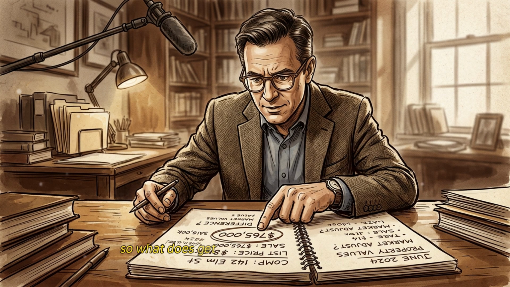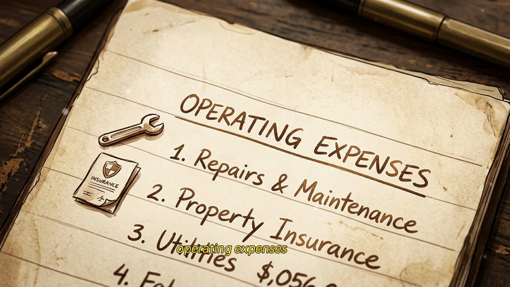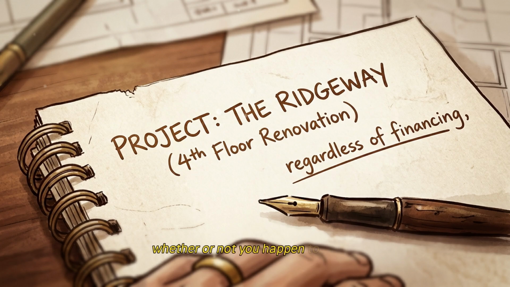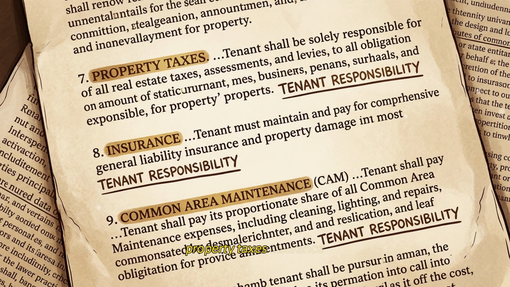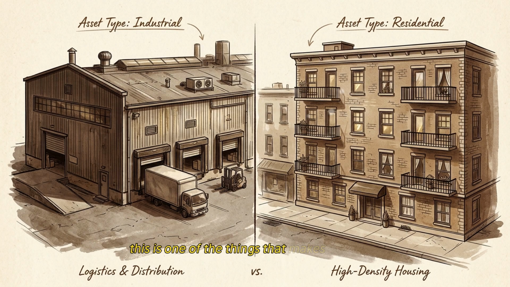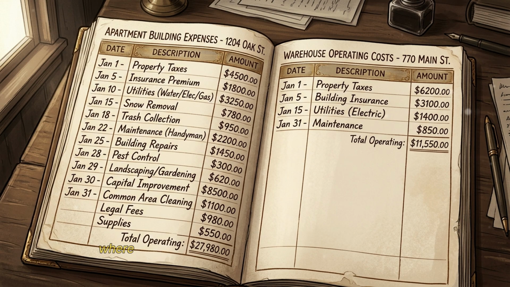So what does get subtracted from that $765,000? Operating expenses, the real recurring costs of keeping the building functional and insured, whether or not you happen to own it with debt or without. On a triple net industrial lease like ours, many of these costs are actually passed straight through to the tenant. Property taxes, insurance, and common area maintenance are often paid directly by the tenant, on top of the base rent. This is one of the things that makes industrial real estate genuinely attractive compared to, say, an apartment building, where the landlord absorbs far more operating expense directly.